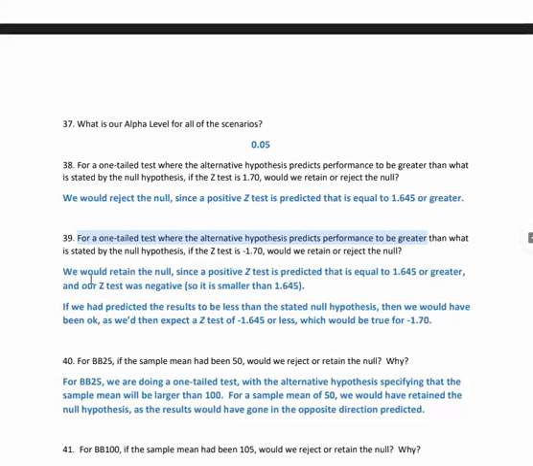So we retain the null since the positive z-test is predicted to be equal to 1.645 or greater, and the z-test was negative, so it's smaller than the 1.645. If we predicted the results to be less than the stated null hypothesis, then we would have been okay, as we'd then expect a z-test of negative 1.645 or less, which would be true if the z-test had been negative 1.70.